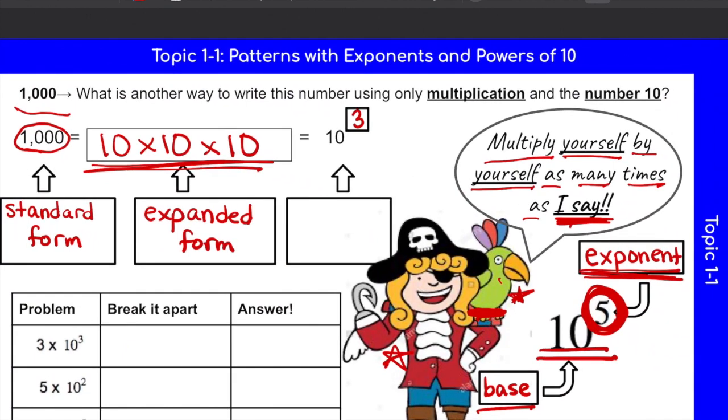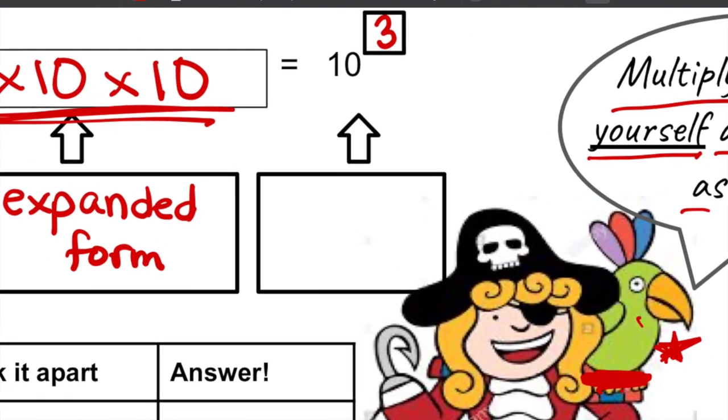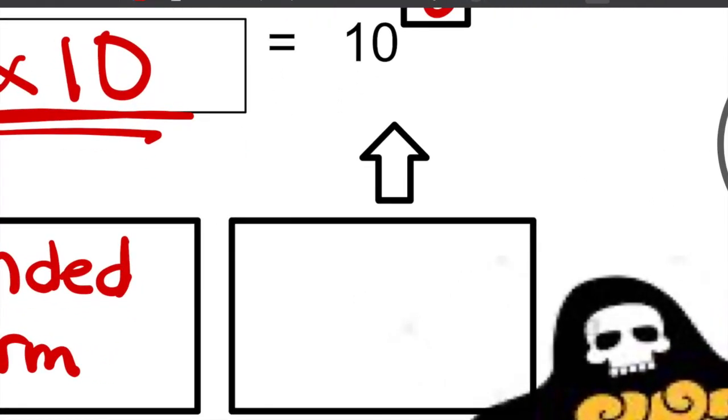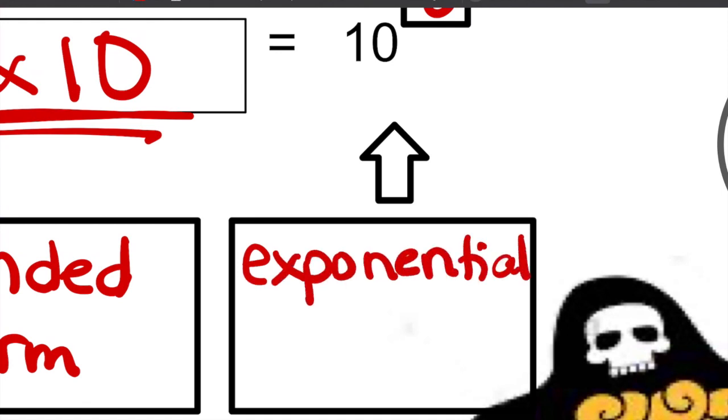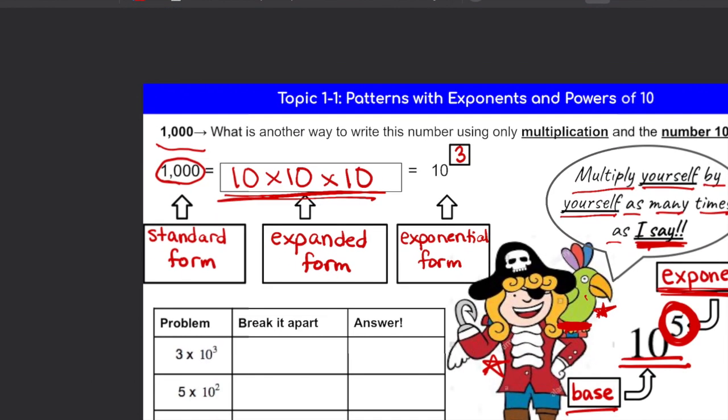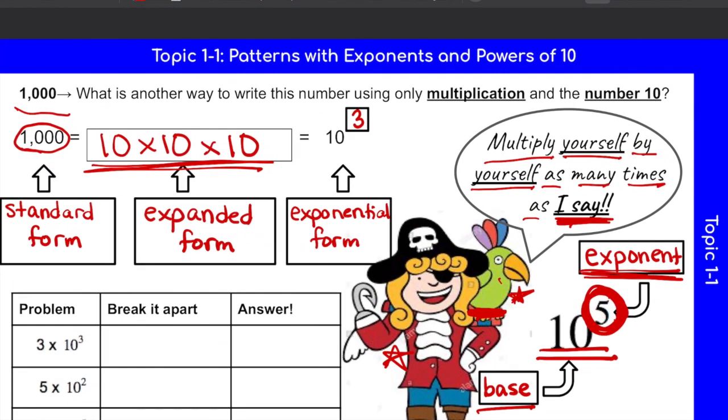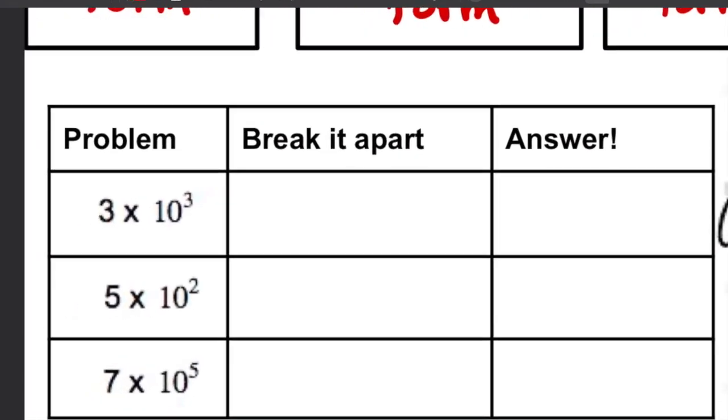So we have standard form when it's written as a number, expanded form when it's written stretched out, showing the multiplication, and then this has an exponent, so this would be exponential form. Make sure when you're typing these in your notes, double click each box. Once you double click, it will show up in a red font and you'll be able to type in whatever you need to type in, exactly what my notes are saying. So standard, expanded, exponential. Let's do some practice right now.